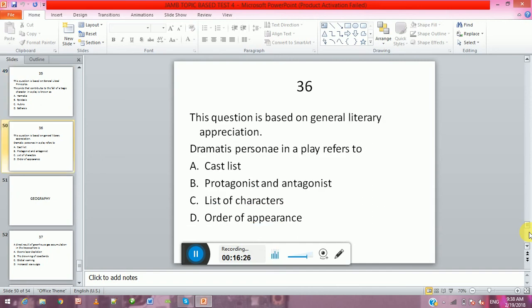This question is based on general literary appreciation. Dramatis personae in a play refers to: A. Cast list. B. Protagonist and antagonist. C. List of characters. D. Order of appearance.